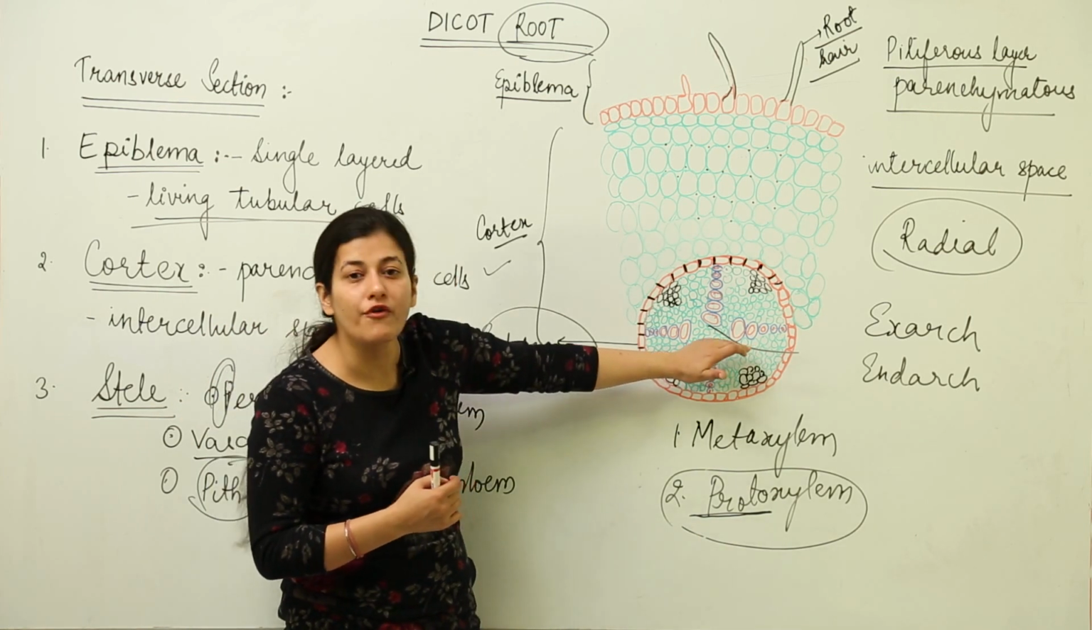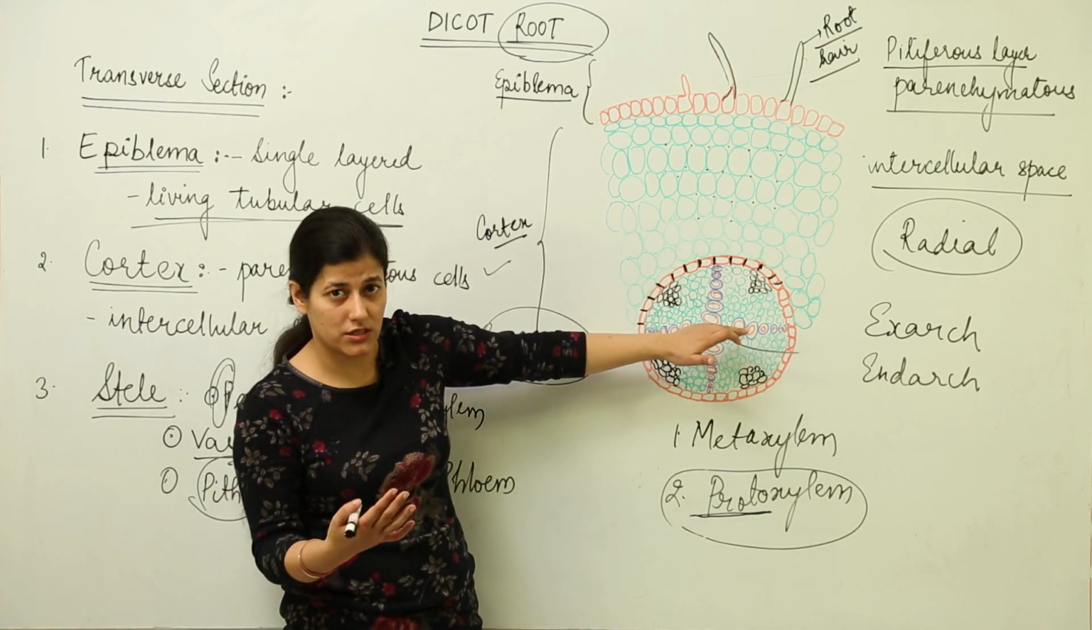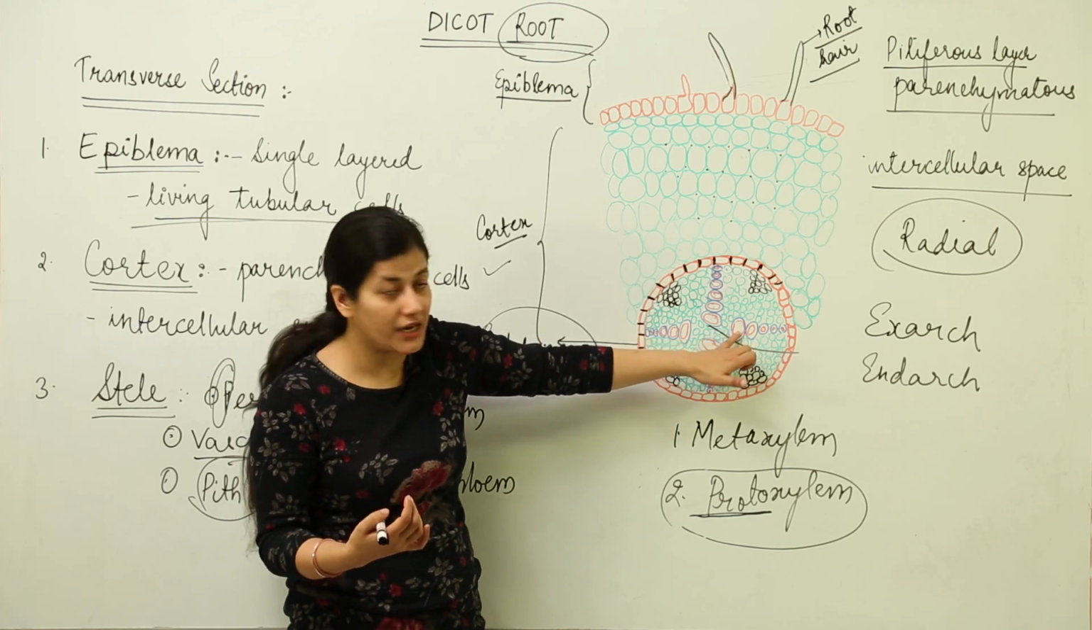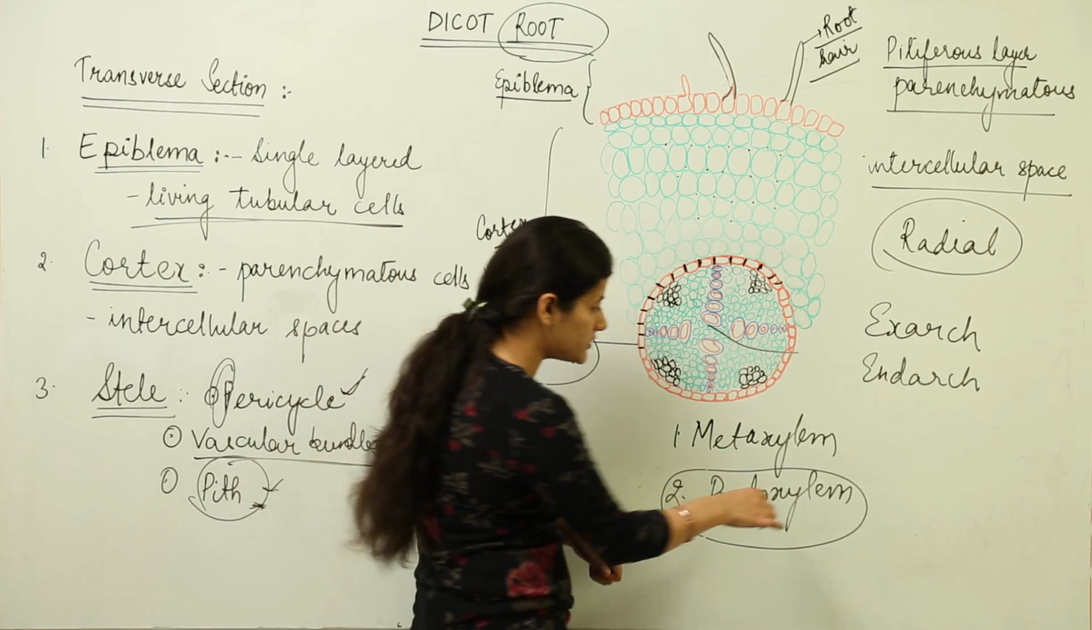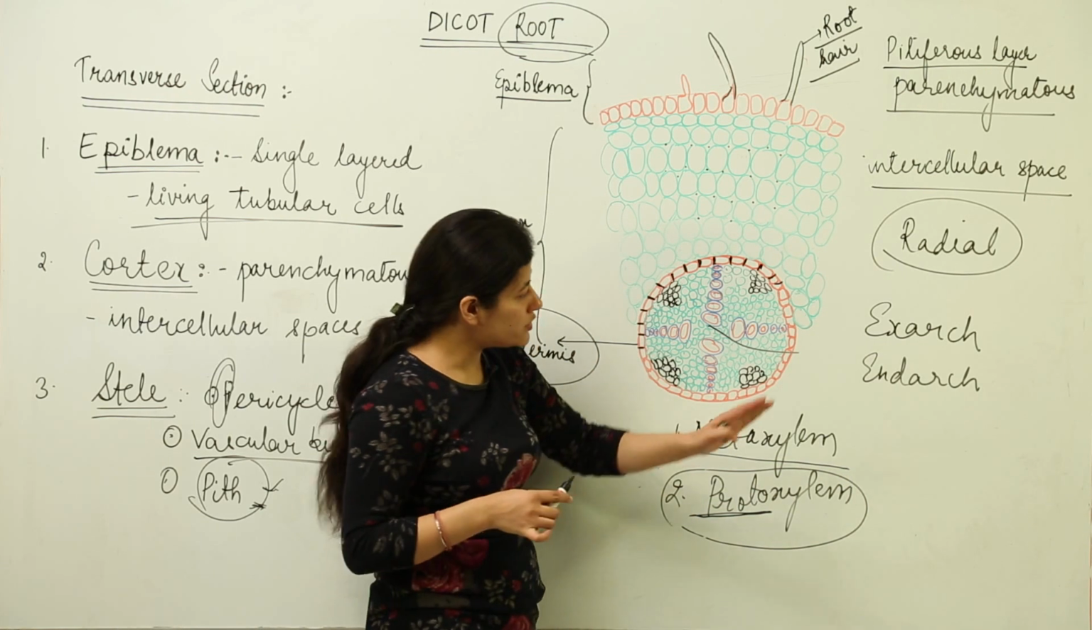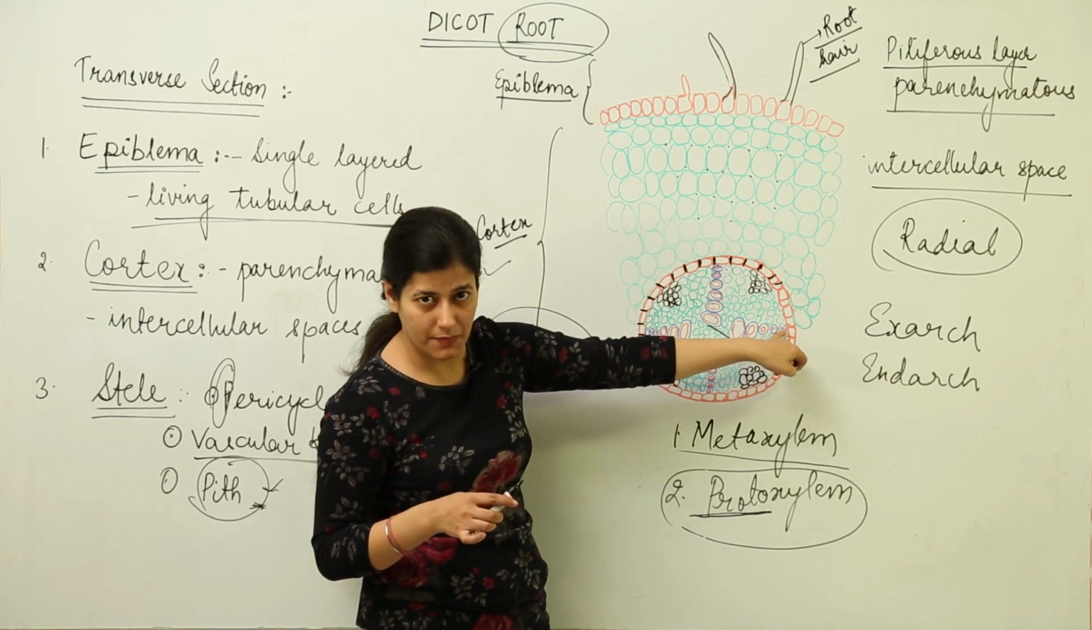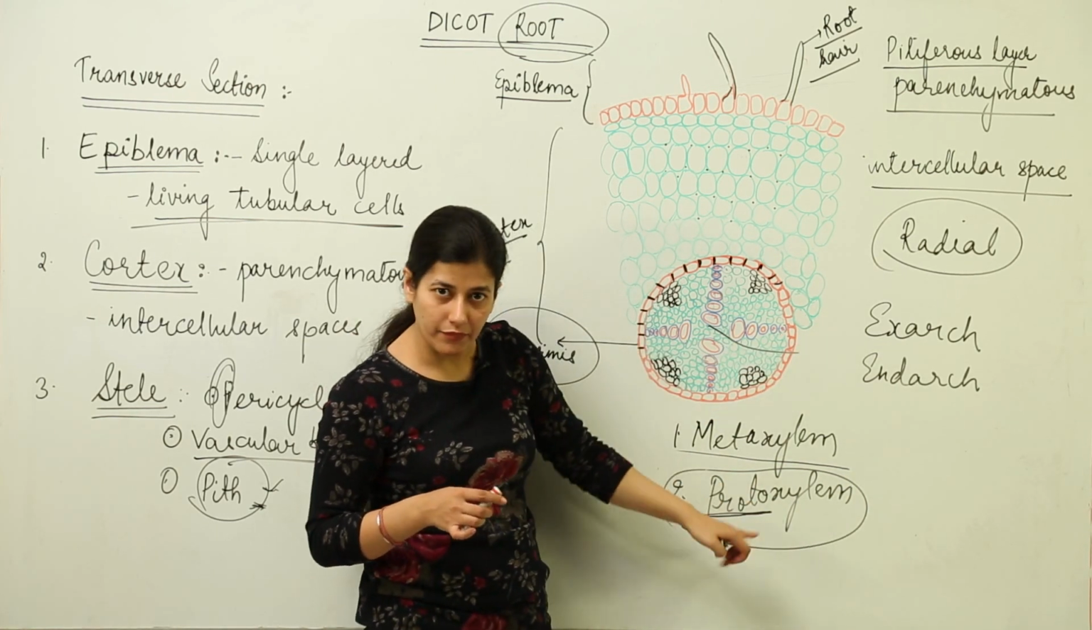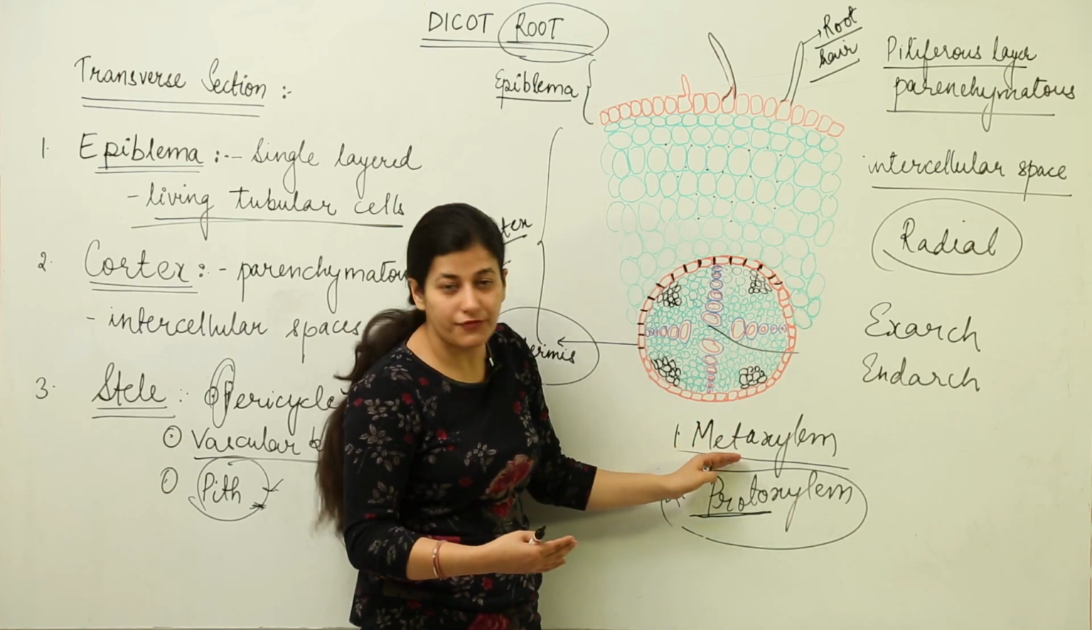So the lately formed xylem, or in the later stages, the xylem that is formed would have a greater radius, and that would be known as metaxylem. The one which is having smaller radius, as you can see, it is in the beginning, that is protoxylem, previously formed xylem, newly formed xylem.